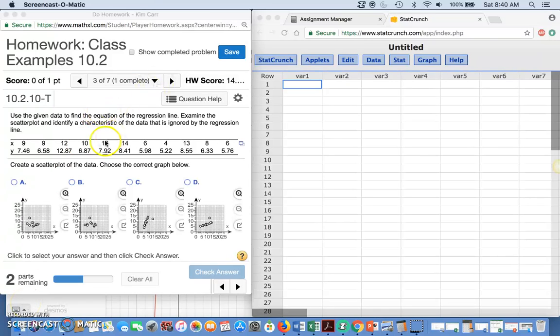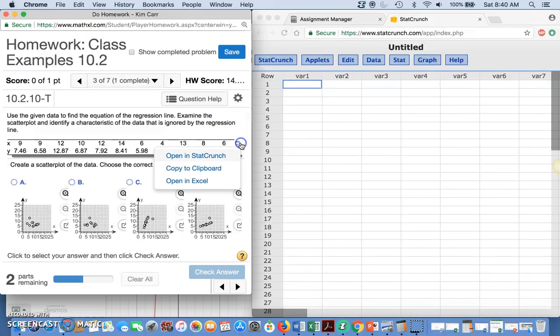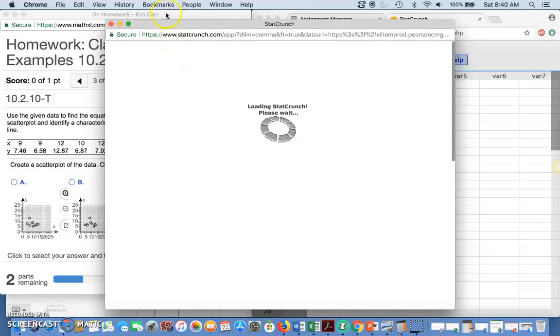Okay, this is problem 3. Need to do more than just one example, so we're going to do another example. It says use the given data to find the equation of the regression line and examine it. So we're going to open it up in StatCrunch.